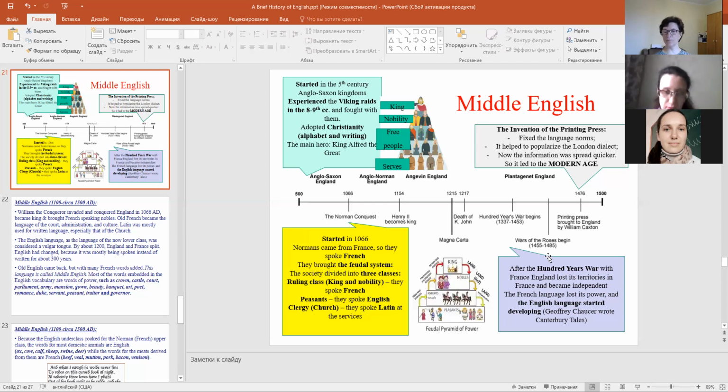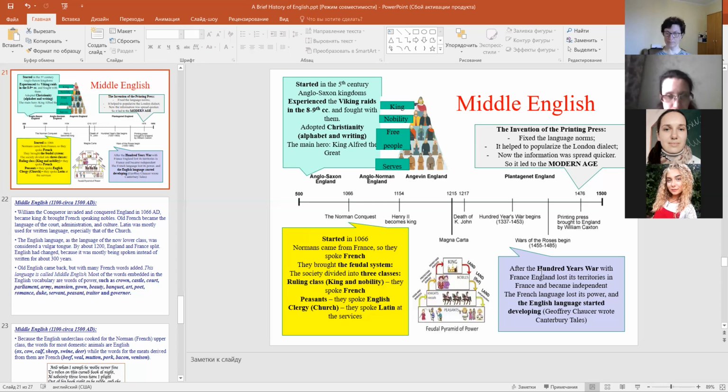Thank you. Vera, tell about the 100 Years' War. After the 100 Years' War with France, England lost its territories in France and became independent. The French language lost its power and the English language started developing. So, we see the example of it in Canterbury Tales.